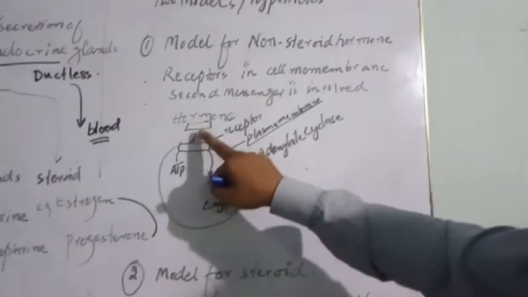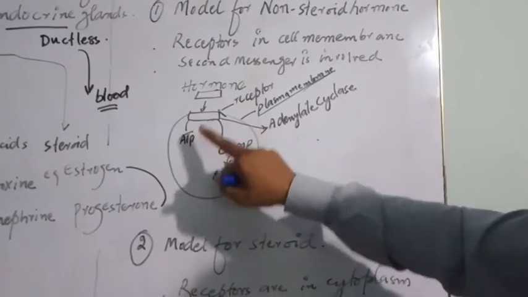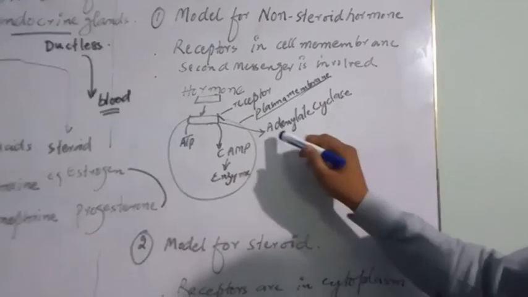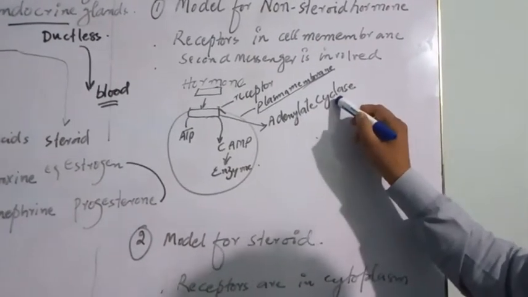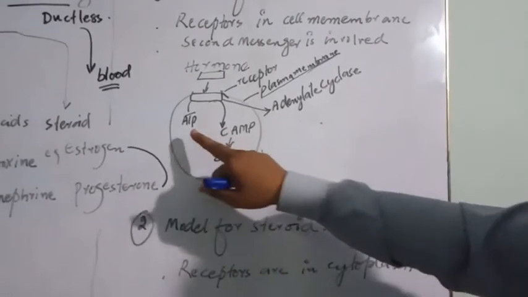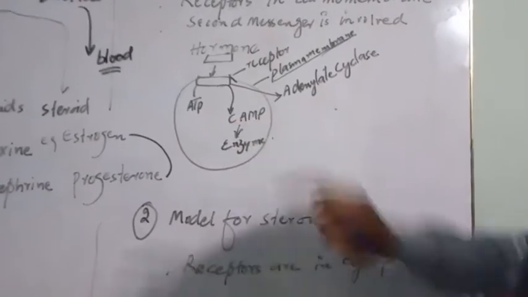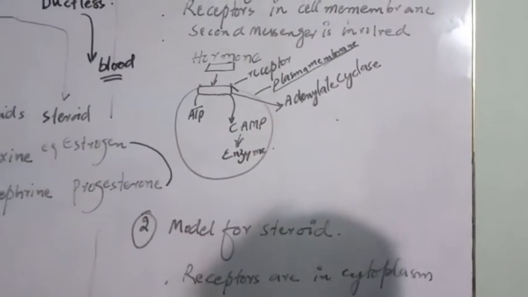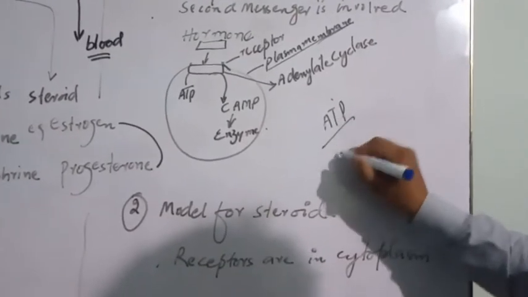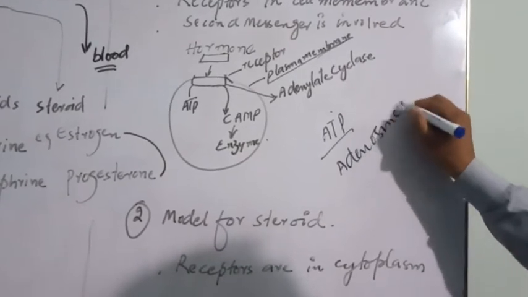What happens in this? This is a hormone. When it attaches to the receptors, there is an enzyme called adenylate cyclase. What is the function of this enzyme? This enzyme converts ATP into cyclic AMP. Now ATP, adenosine triphosphate.